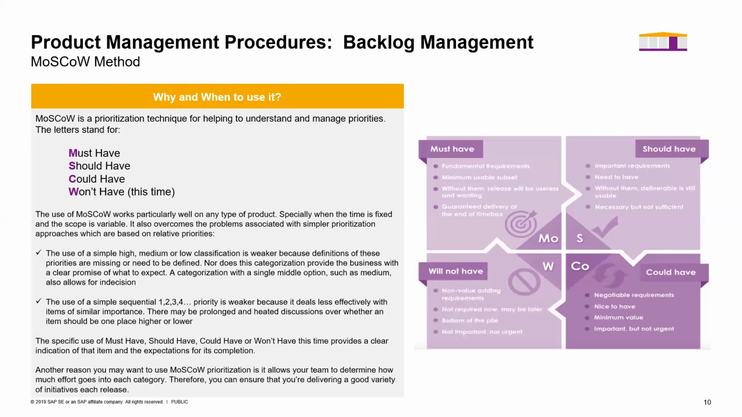Another reason I might want to use MoSCoW is that it allows a team to determine how much effort goes to each category. This is also important here. What are the things you want to predefine, and how much do I want to allocate to the different categories? This can be an early discussion you have with business stakeholders based on your product nature. How much can go into each category, and that will save a lot of discussion in the future.